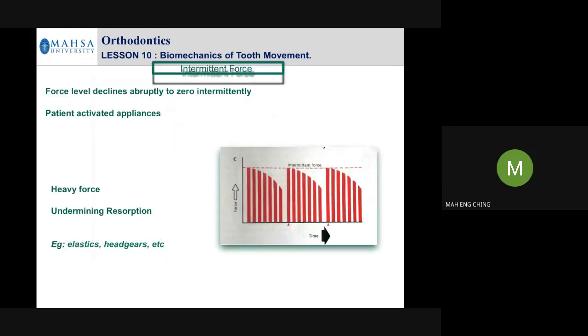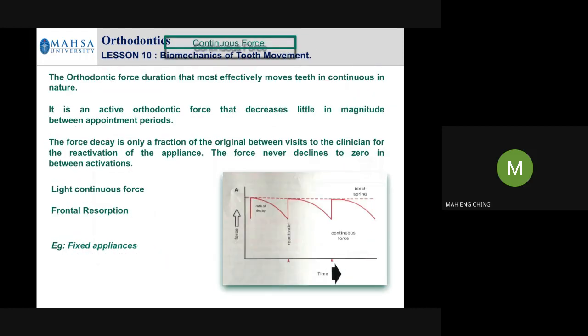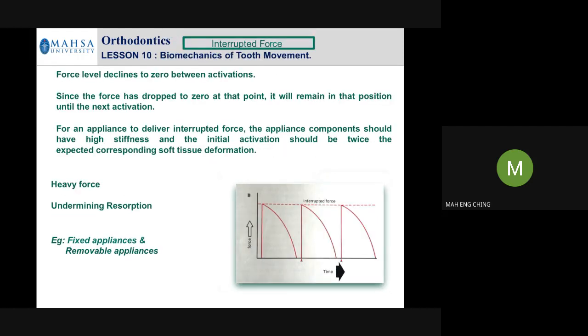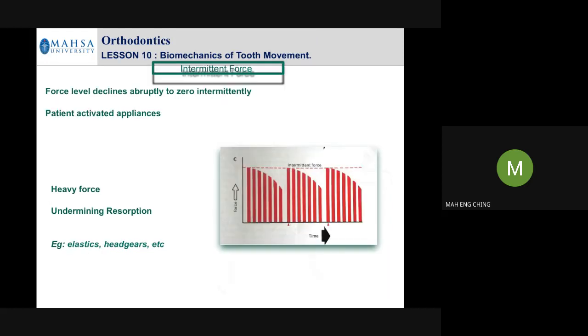So in summary, you see this continuous force usually can only be achieved by fixed appliance. Then interrupted force is usually by removable appliance. Then this intermittent force is by the elastic used for the fixed appliance or the headgear or chin cap or reverse pull headgear.